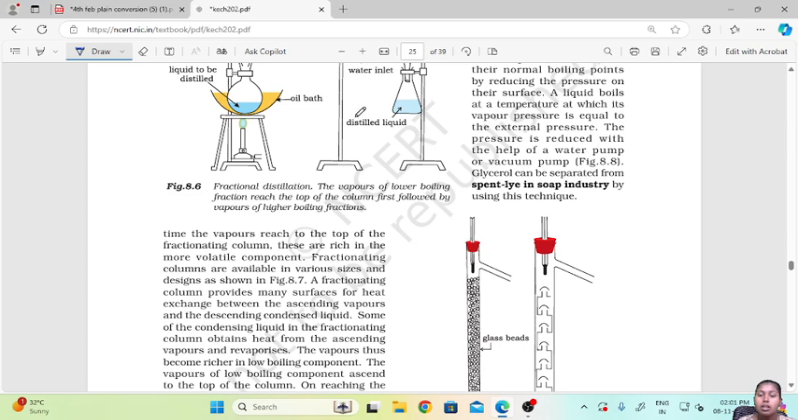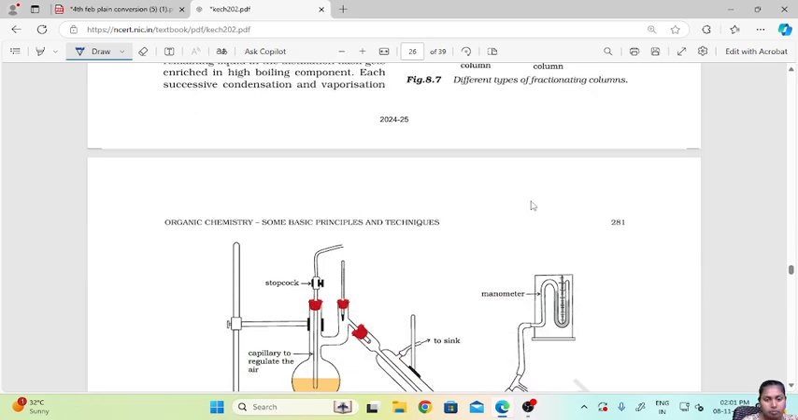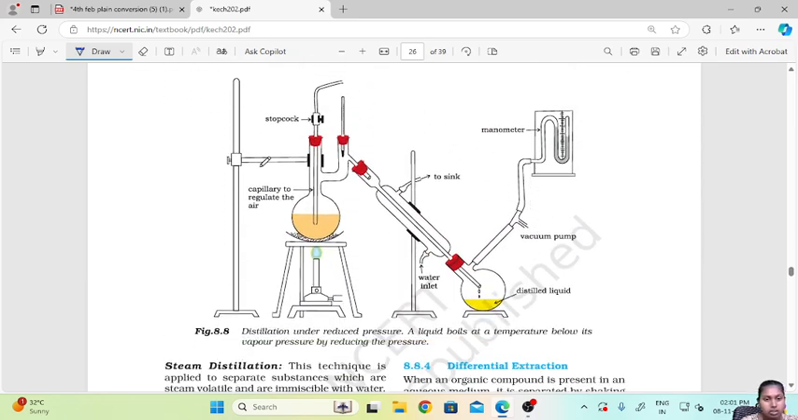Now, glycerol can be separated from spent lye in the soap industry by using this technique. So this technique is basically used in soap industries to separate out your glycerol. So this is what your distillation under reduced pressure looks like.